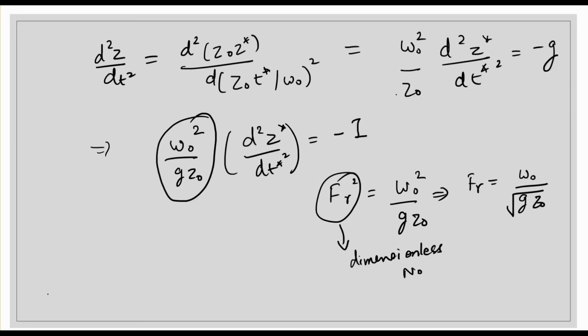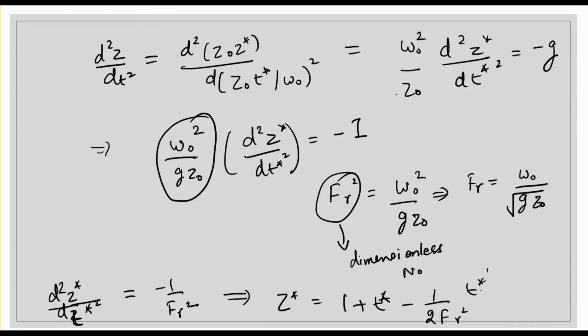Earlier you were having a dimensional equation of motion. Now this is your non-dimensionalized equation of motion, and when you solve this, how will you solve? You can integrate it easily, and you will see that z star will become equal to this. Now you will think that you have gone through a lot of algebra. Then what is the advantage of non-dimensionalizing such an equation?